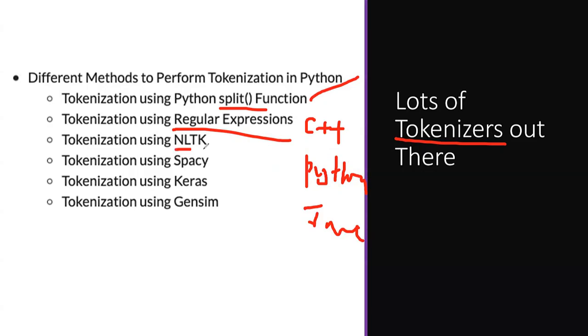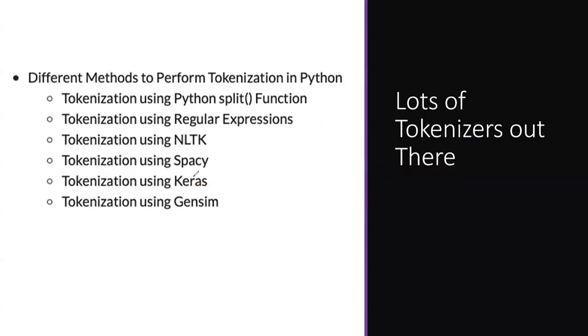And you can also use the Natural Language Toolkit, NLTK, that's in Python. You can use some commercial tools, Keras, spaCy. Okay, different tools to do tokenization. So different tools come with different complexity, and can deal with different levels of difficulty in tokenization.